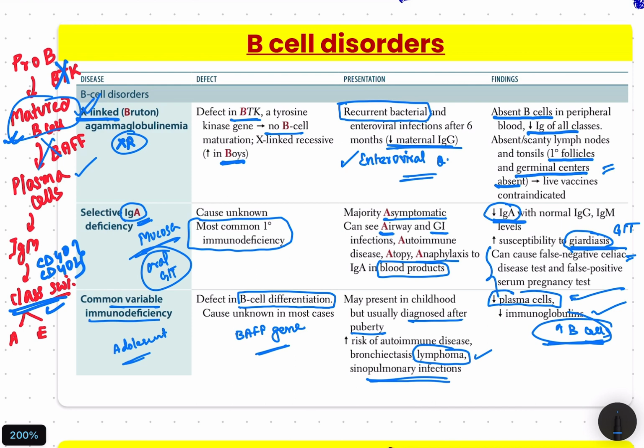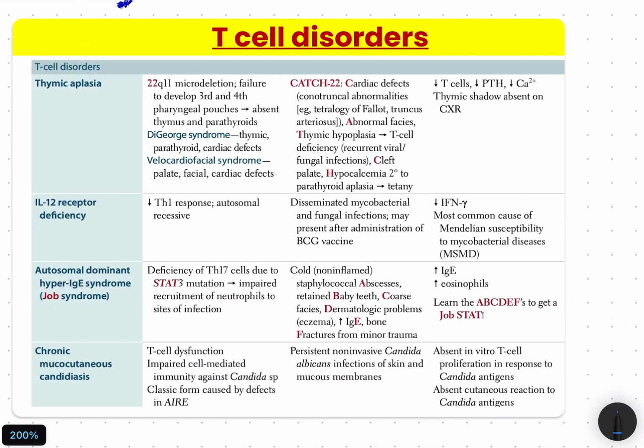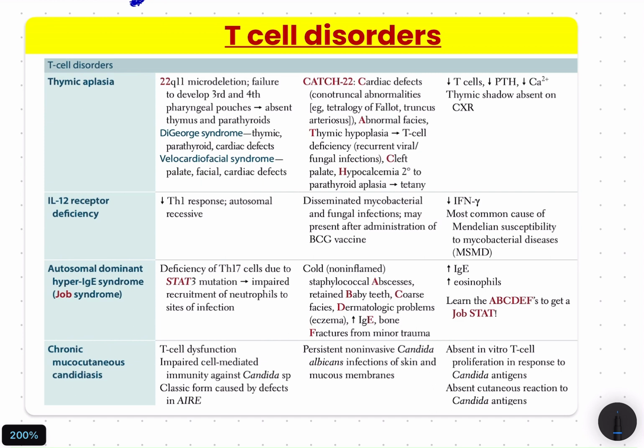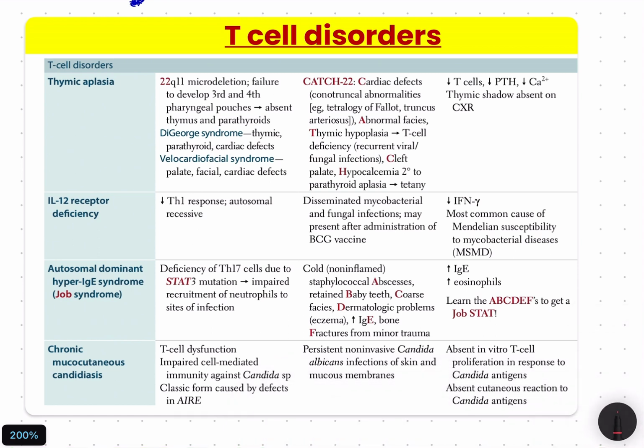Let's talk about the T cell disorders, T cell mediated immune deficiency disorder. Now this is a very important slide. The first thing that we are going to learn here in T cell mediated disorders is what is known as DiGeorge syndrome. So thymic aplasia is seen in DiGeorge syndrome. DiGeorge syndrome is also known as velocardiofacial syndrome, and can be remembered by the mnemonic CATCH22, CATCH22.